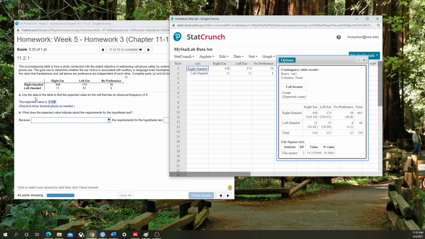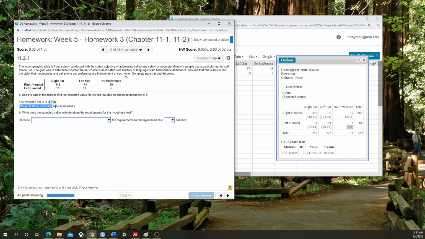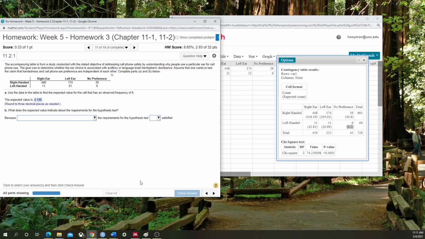Here it's asking us to find the expected value for the cell that has an observed frequency of 6. So it's this cell, and we see the expected value is 4.2. The problem, though, is that StatCrunch doesn't go out to 3 decimal places, and as you can see, the correct answer is not 4.2 because StatCrunch has rounded it. So how do you get the correct answer within the proper number of decimal places? Well, you have to do a little bit of math. The formula is in the book, but I'll show you how to do it really quick.